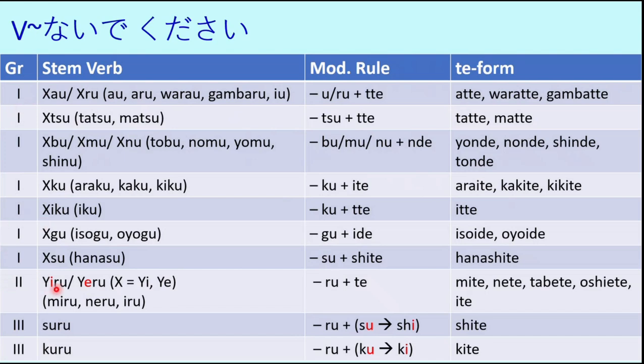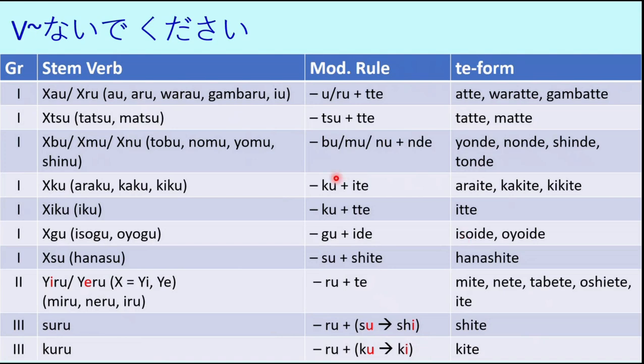Then in group 2 we have iru and eru ending verbs. So for example, miru, neru, iru and so on. Taberu. So we just remove the ru and add te. So mite, nete, tabete, oshiete, ite and so on. Then we have the group 3 where there are just two verbs, suru and kuru. So suru becomes shite and kuru becomes kite. So we just remove the ru and we replace the u sound of that consonant with the e sound. So that's why su becomes shi and ku becomes ki.